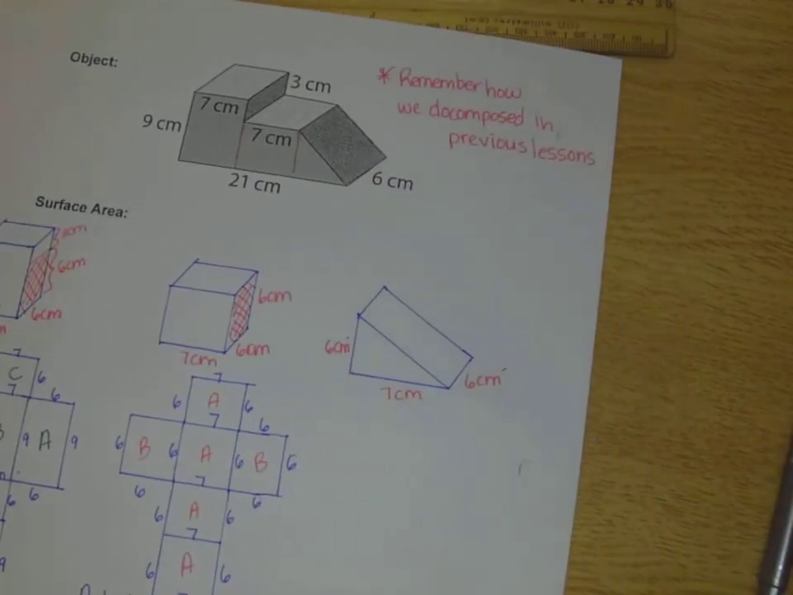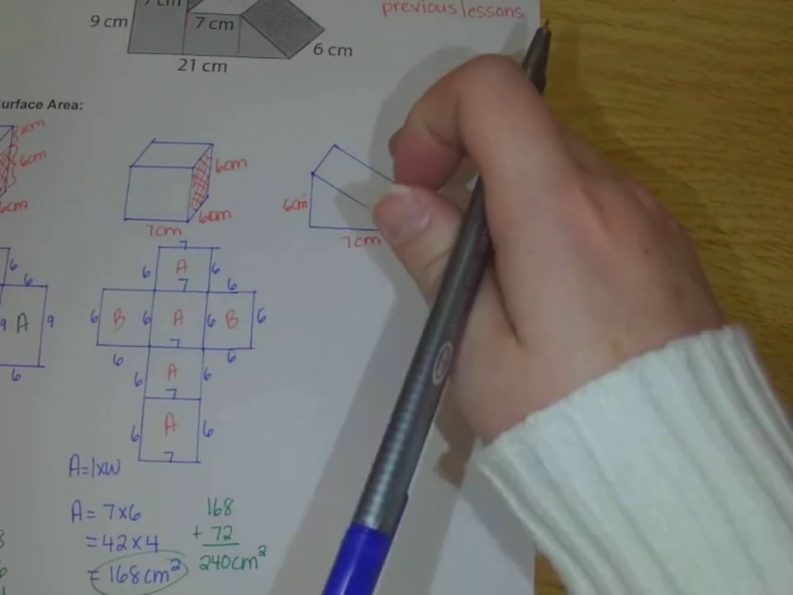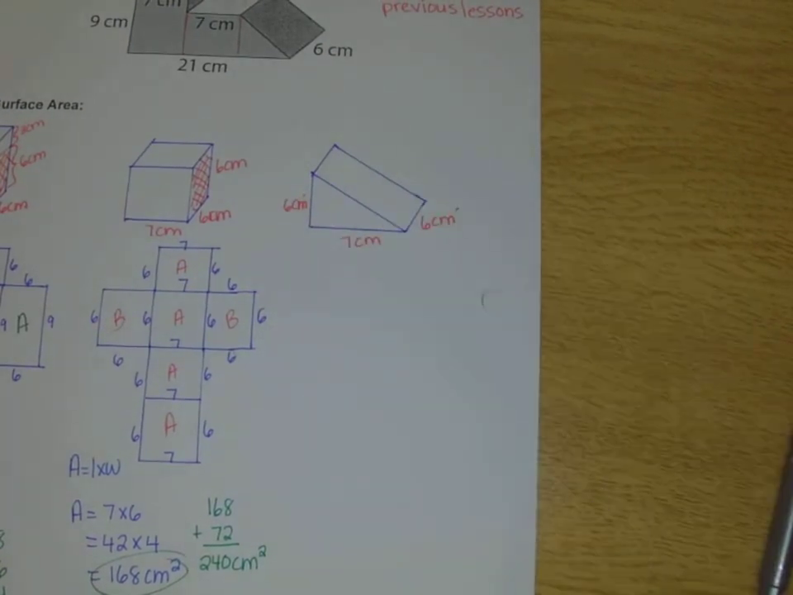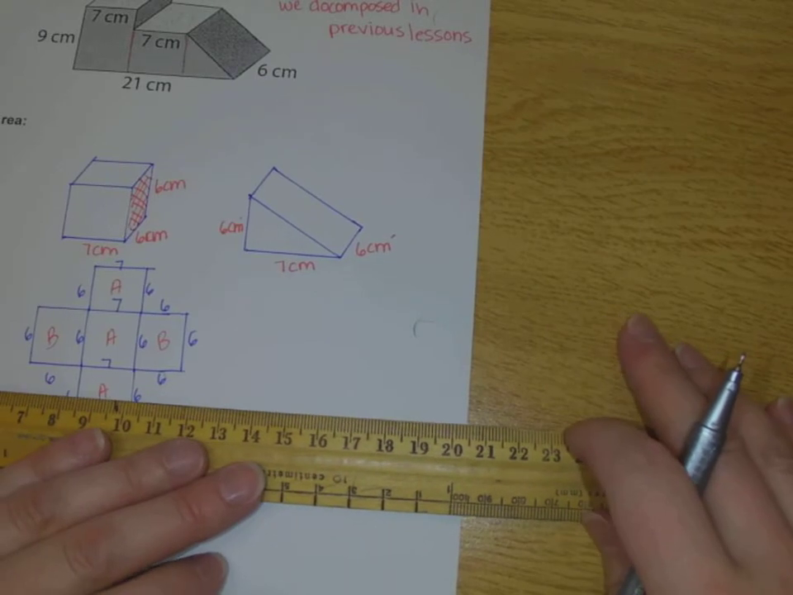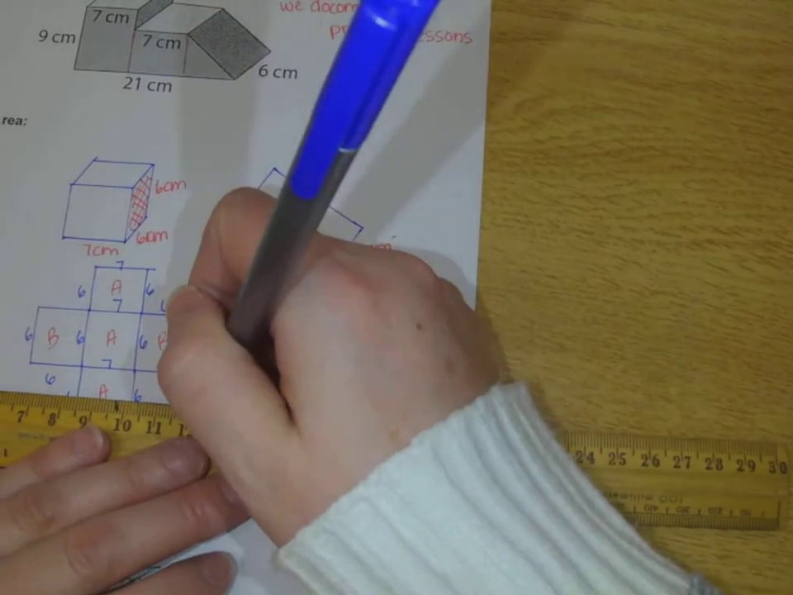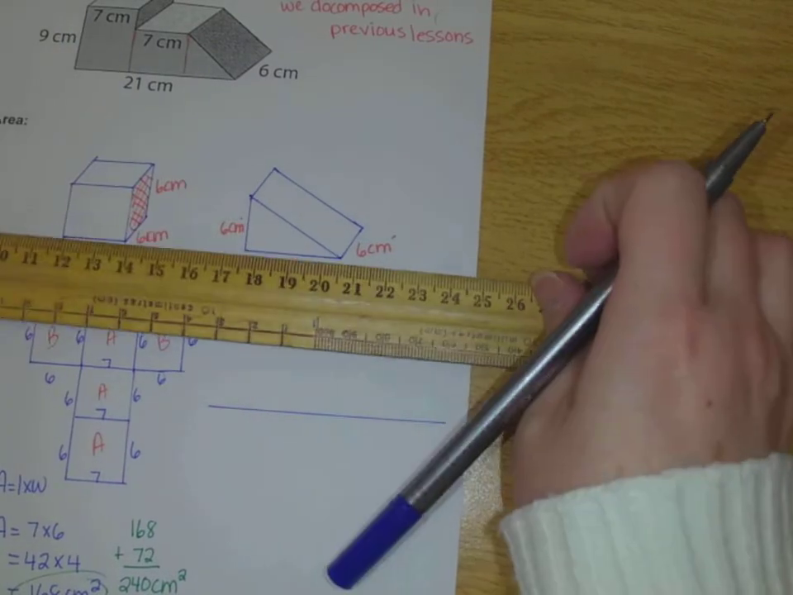So our last shape is a bit different because we have a triangle in the front and in the back. So this is going to be a little bit longer. So we're going to do a long line here. And I'll show you what to do with that long line in a second.